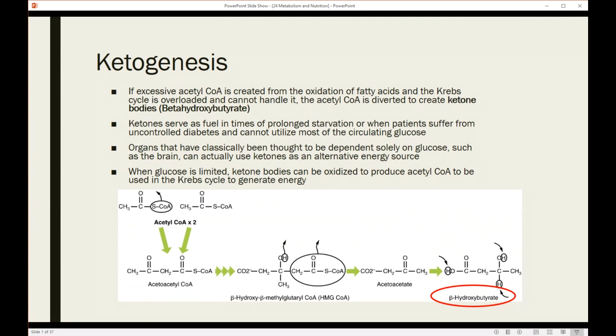When glucose is limited, the ketone bodies can be oxidized, and they can also produce the acetyl-CoA and go into that Krebs cycle. So we can do that again with excessive proteins and with excessive fatty acids. We could put them into the Krebs cycle.